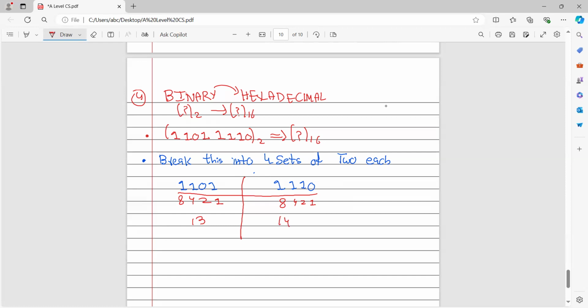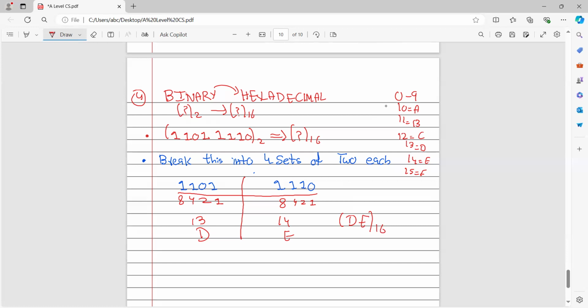And in hexadecimal, 0 till 9, then 10 is A, 11 is B, 12 is C, 13 is D, 14 is E, and 15 is F. So 13 is considered as D, 14 is considered as E. So the answer is going to be DE with a base of 16. So do you understand this? How I can convert from binary to hexadecimal?